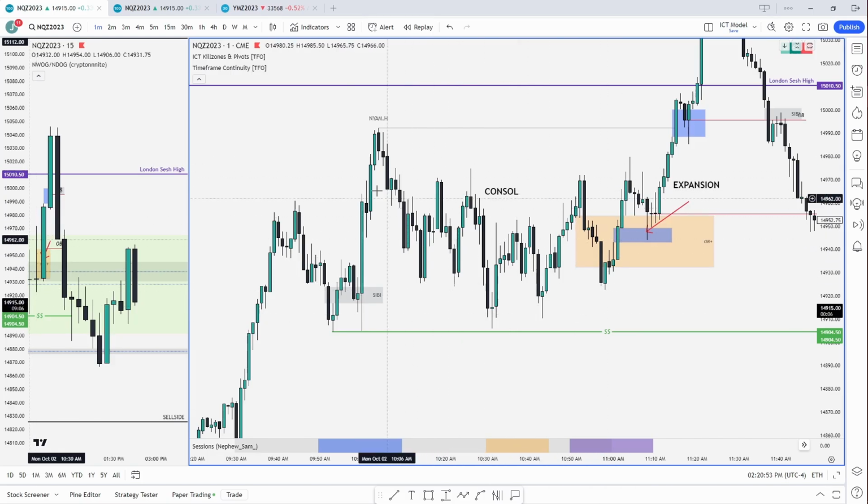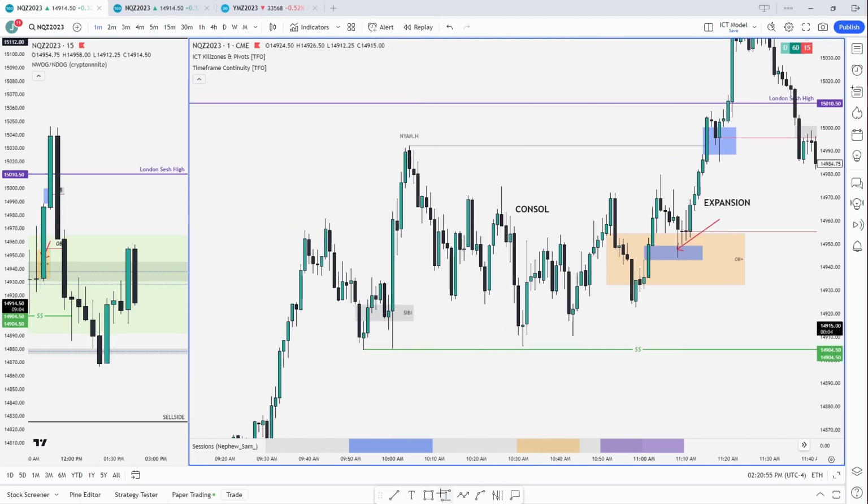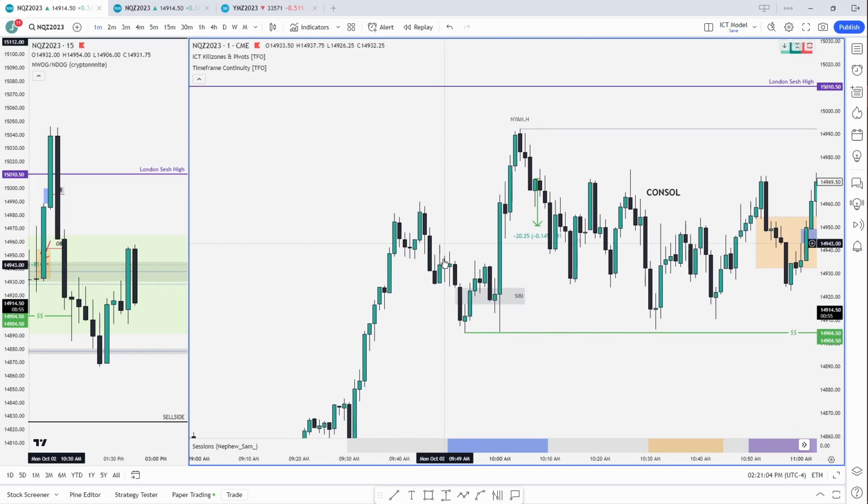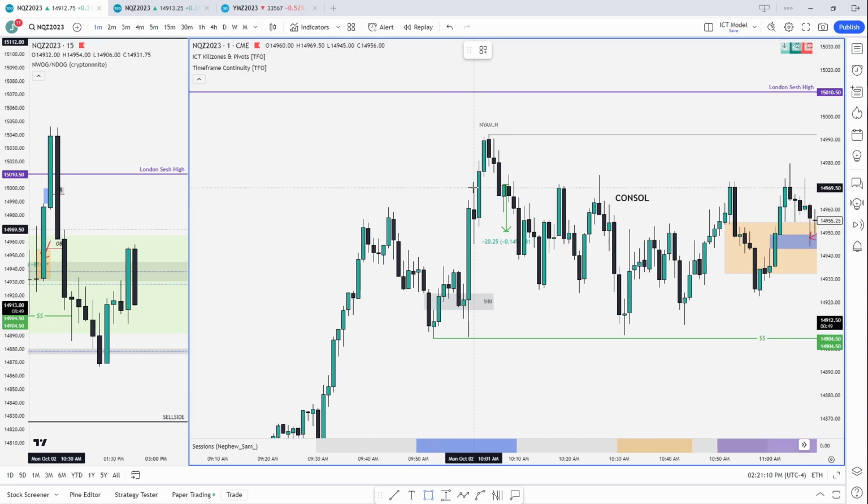Here's another example. Price being fractal. Okay. Expansion, reversal above the buy side, short-term buy side right here. Here's your PD array in form of a sibi. Close below it, tapped into it. Fair value gap in here as well.